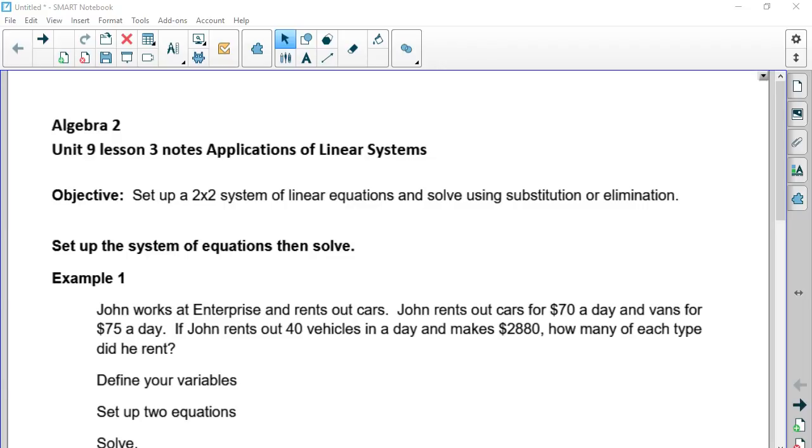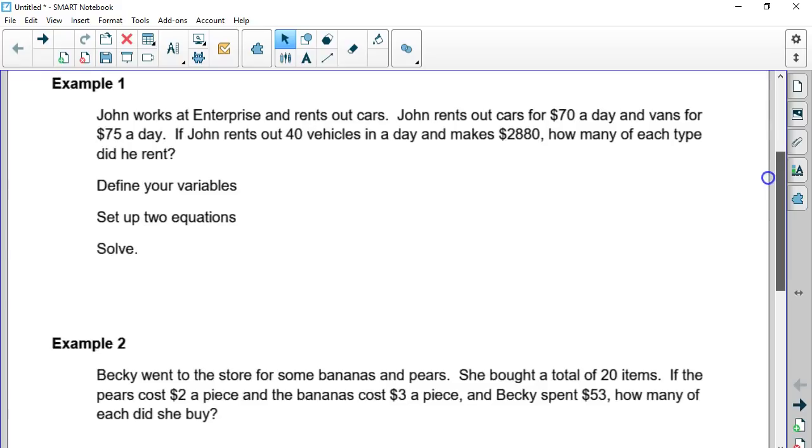4.3, applications of linear systems. So how do these systems of equations apply to real world problems?